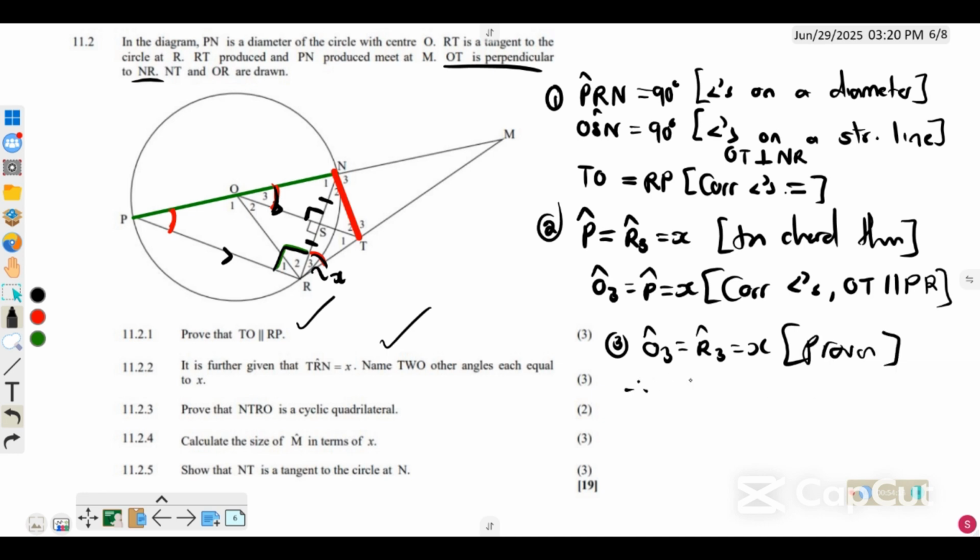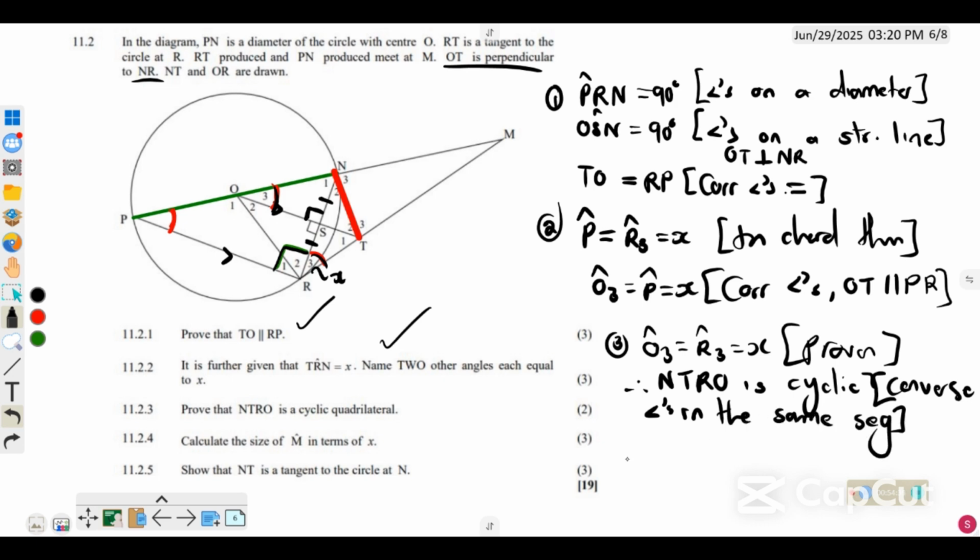Then we can conclude that therefore NTRO is cyclic. Why is it cyclic? Because we have what? Angles in the same segment are equal, or converse. Now it's the converse of what? Converse, angles in the same segment. Alright. And then number 4, calculate the size of angle M1 in terms of X.